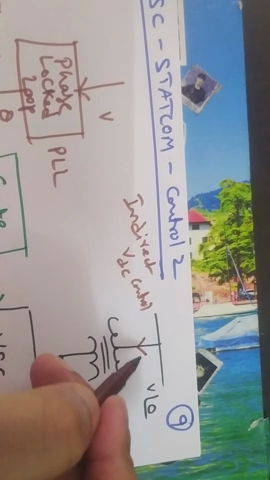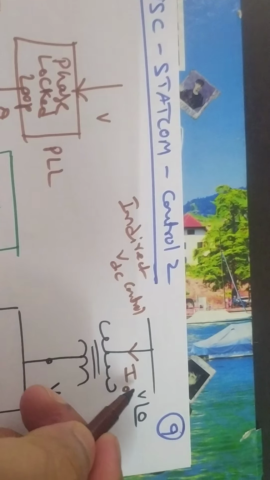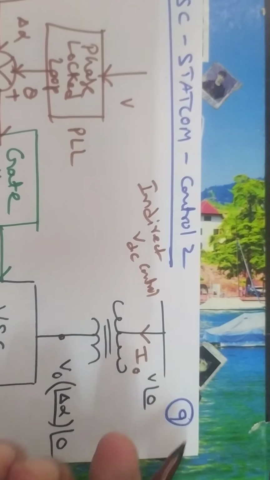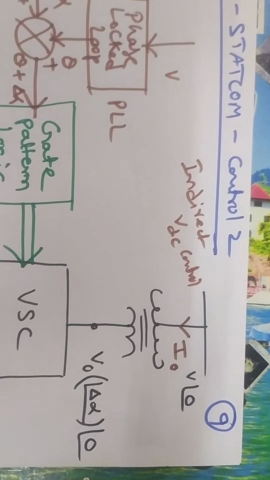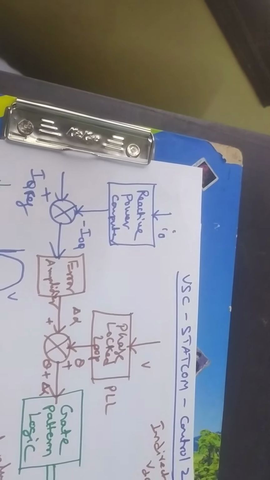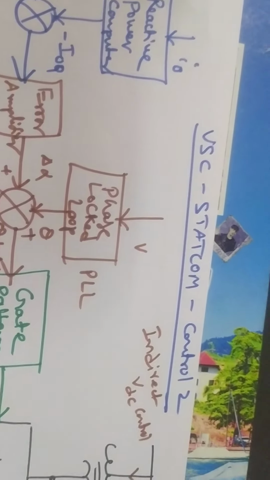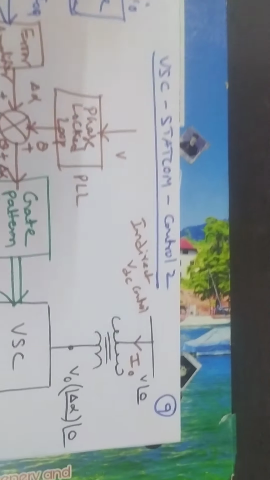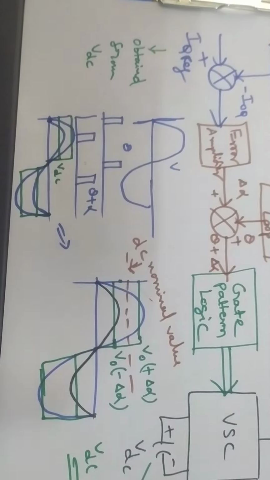The current through the converter is I0, and the angle between I0 and V will decide whether it supplies the lagging reactive power or leading reactive power, based on the angle between these two. It supplies the lagging reactive power as well as leading reactive power. How, we will see now.